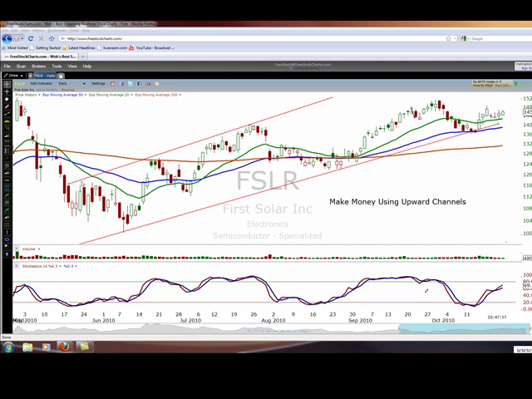All right, so this is an upward channel that you see. Anytime you see a stock trading within a particular range, and just bouncing back and forth in this range, this is called a channel. But this is an upward channel because each low is higher than the previous low. You see, this is a low, this is a higher low, this is a higher low, in regard to the previous low. The same deal with the highs.